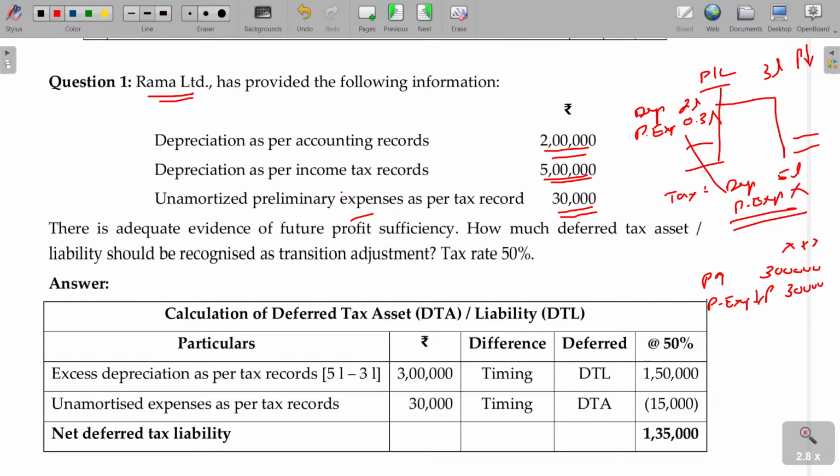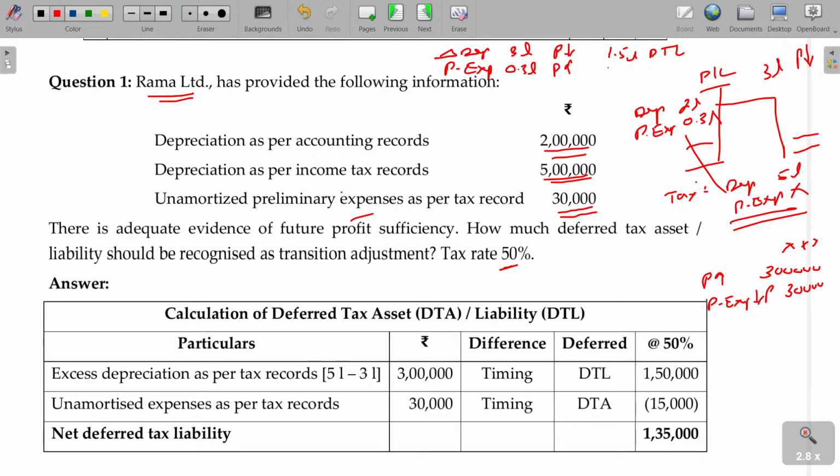As it is not debited for income tax purposes, what happens then? If you remove this, profit will increase. So the difference in depreciation, 3 lakhs, decreases profit, which means you are paying lesser tax. You are paying lesser tax than the actual tax, by 50%, 1.5 lakhs. Then it is DTL. What about the preliminary expenses? Because of the preliminary expenses of 30,000, profit will increase.